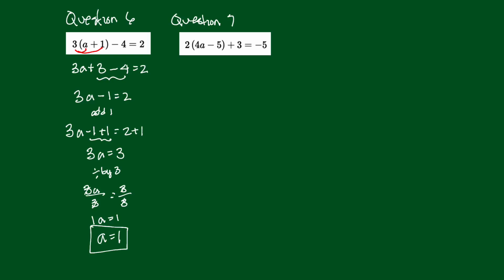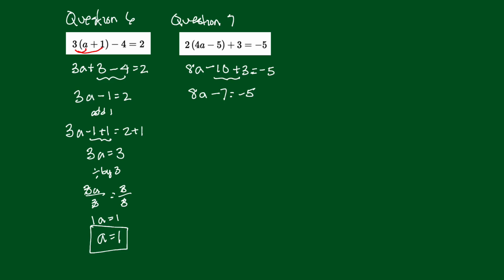Question 7 looks pretty much like question 6. Let's start by distributing that 2 through that set of parentheses. So what will we get here? We will get 2 times 4a is 8a, and then minus 2 times 5 is a 10. We've got that plus 3, all equals negative 5. Now, negative 10 plus 3 is a negative 7. So 8a minus 7 equals negative 5.